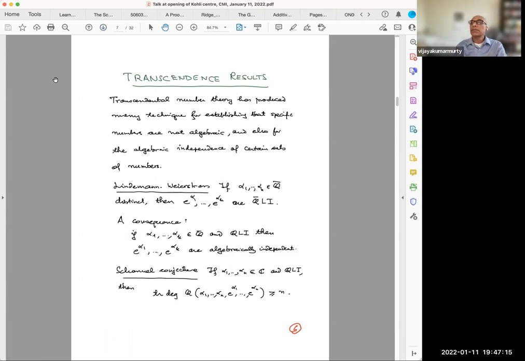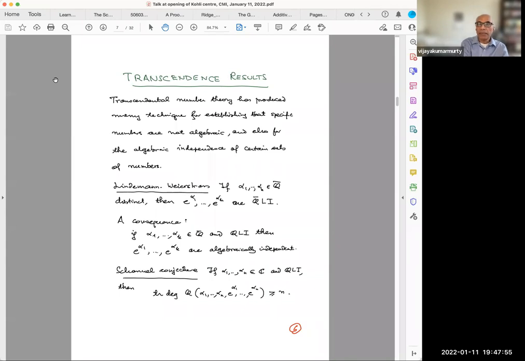So let's talk a little bit about transcendence. Transcendental number theory is a part of number theory that studies the question of algebraicity and transcendence of certain numbers that arise either as sums of series or as something arising from a differential equation, special values of functions. Amongst the few success stories in transcendental number theory is the theorem of Lindemann and Weierstrass about the values of the exponential function.